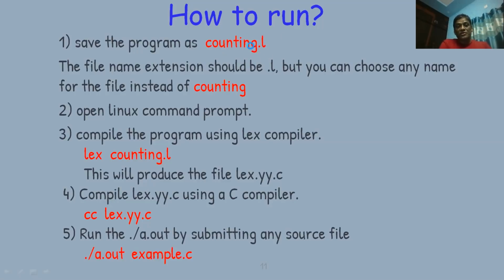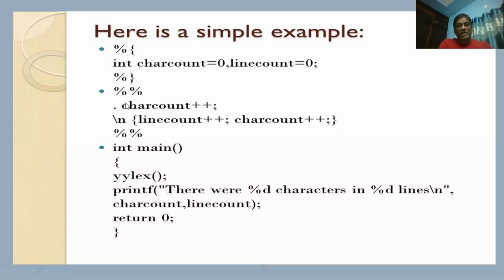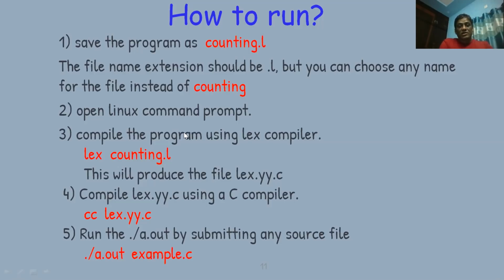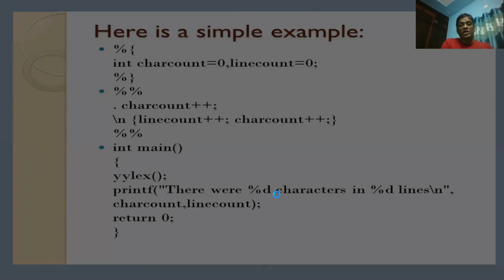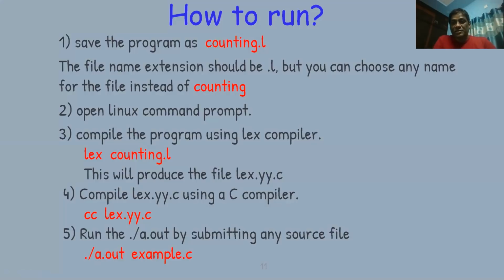For example, if you submit a program example.c using counting.l, it counts all the characters and all the lines and produces the number of characters and number of lines as the output. That is, there were, for example, 100 characters in 15 lines. The output may be like that. So that is how you can execute a Lex program.